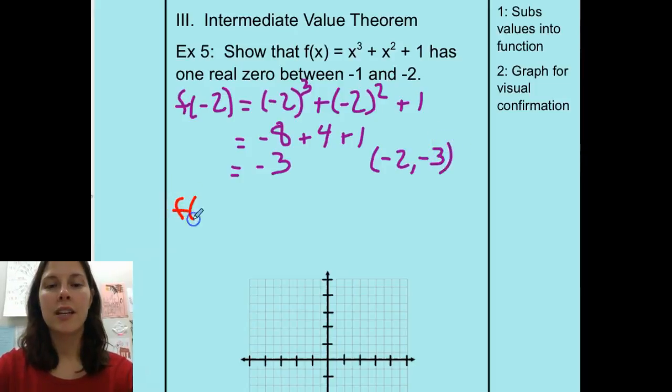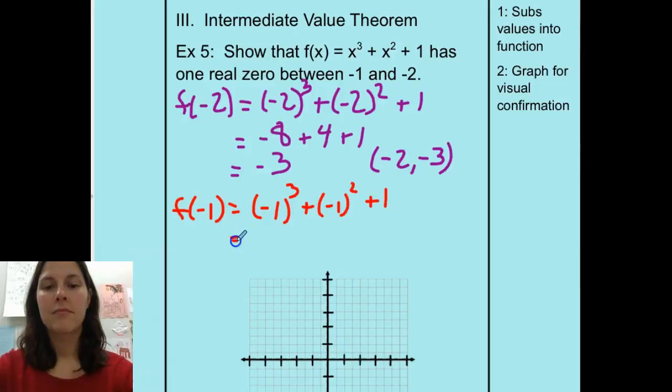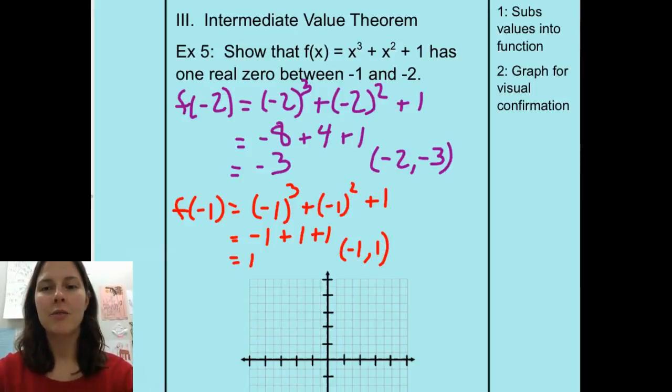Second, I will sub in -1 everywhere there's an x. Again, being careful with those negative signs. -1 cubed is -1. -1 squared is 1. -1 plus 1 is 0, plus 1 is 1. So we would have the ordered pair. Our x value is -1, and our y value is +1.